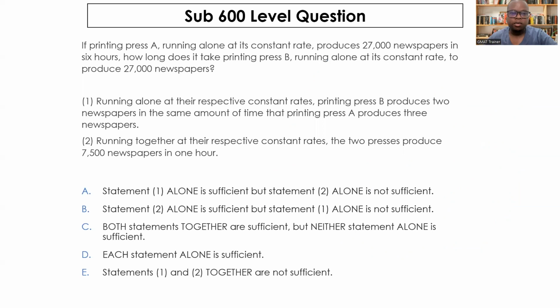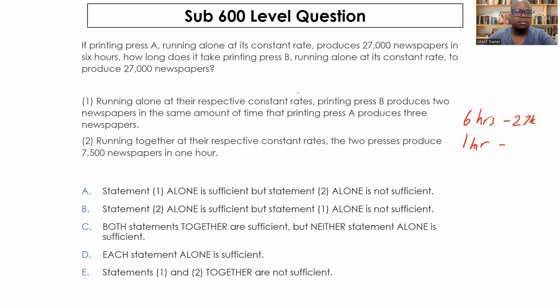If printing press A running alone at its constant rate produces 27,000 newspapers in 6 hours, how long does it take printing press B running alone at its constant rate to produce 27,000 newspapers? So here we've been told about printing press A, which produced 27,000 in 6 hours. How about 1 hour?